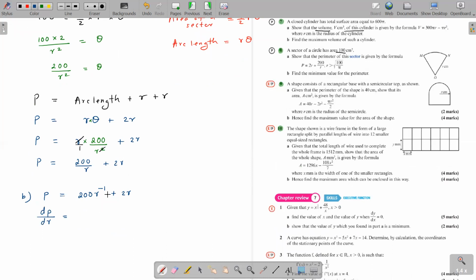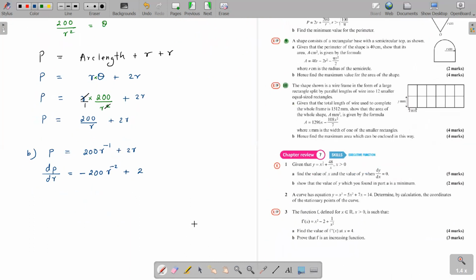When you differentiate 200 r to the power minus 1, it is minus 200 r to the power minus 2, bringing the minus 1 in front and subtracting 1 from the power, plus 2r. The differentiation of 2r is 2. Now for the minimum or maximum stationary point, you set dp by dr to 0. Let's say here it's a minimum. So dp by dr is 0, and we get minus 200 r to the power minus 2 plus 2 equals 0.